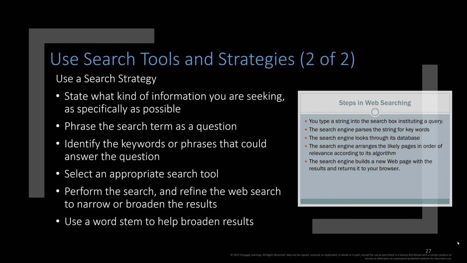So to use a search strategy, notice the steps for web searching, not web surfing. That's kind of like surfing. You type a string into the search box, instantiating a query. The search engine parses the string for keywords. So instead of just using keywords, we're using a whole string of words. It's going to find those keywords and match them in the database. The search engine arranges the likely pages, and then the results are produced. It builds a dynamic web page, if you will, with the results based on our query. Okay, so that's what that's about.